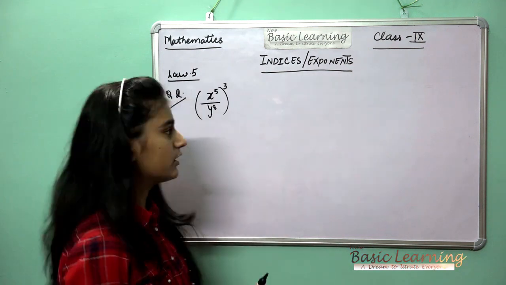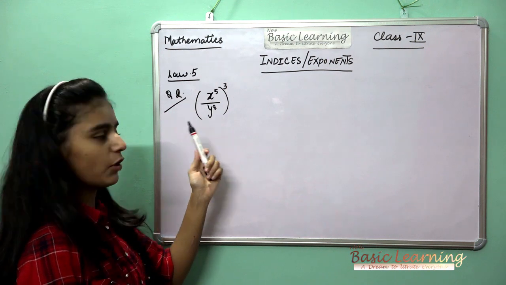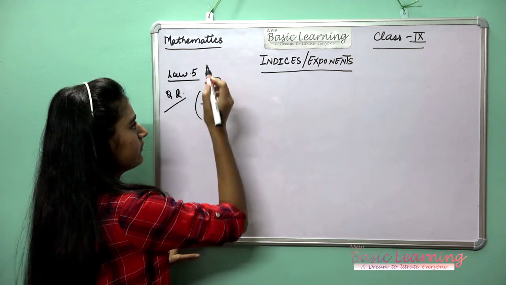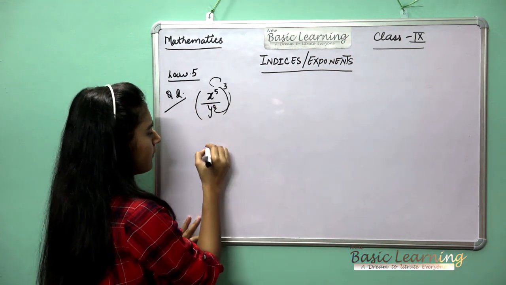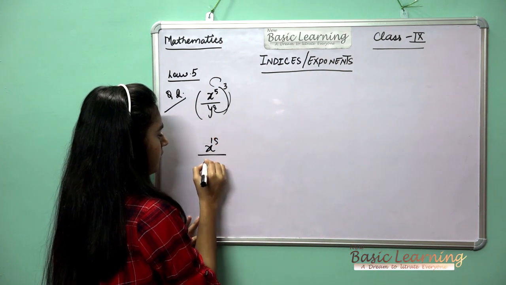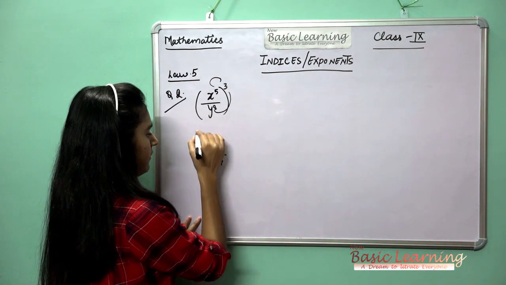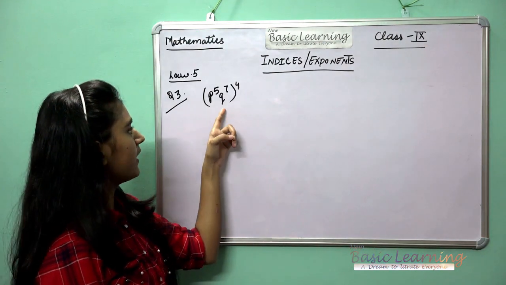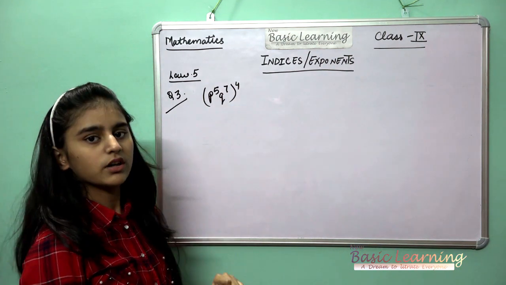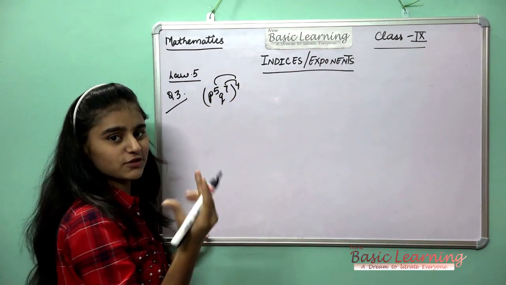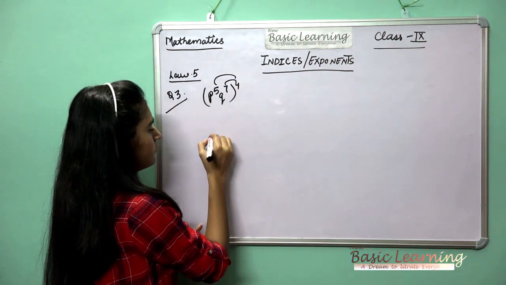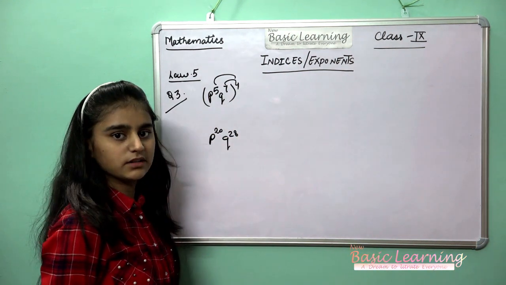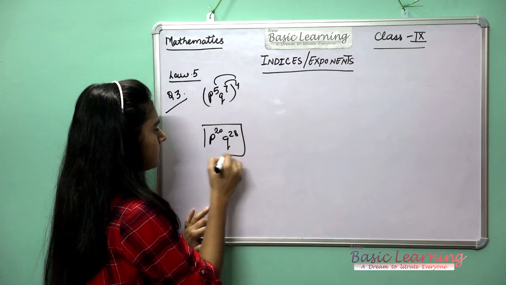No need to get worried. Now the second question is (x^5/y^8)^3. So you can see the answer very easily, that 5 3s are 15 and 8 3s are 24. This is the answer. Now the third question is (p^5 q^7)^4. So this is also so simple. You can see 5 4s are 20 and 7 4s are 28. This is also simple.